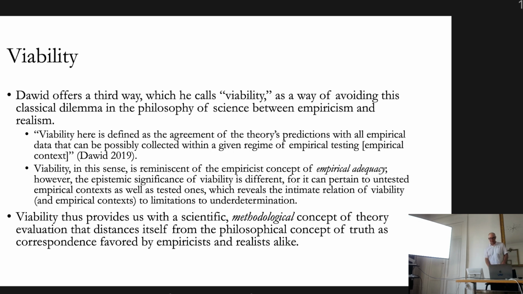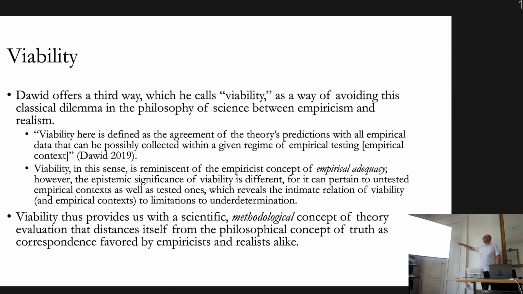Okay, so now I talk about viability. David thinks that we need to avoid truth talk when thinking about theory assessment because of the context-freeness of truth. We can avoid this classical dilemma in philosophy of science between empiricism and realism by saying that maybe for philosophers there's an interest in the role of truth, and maybe for philosophical or skeptical reasons we might want to withhold assent to certain beliefs. But that's not really relevant to the practice of physics or science more generally. So viability is introduced to avoid this dilemma, a third way.